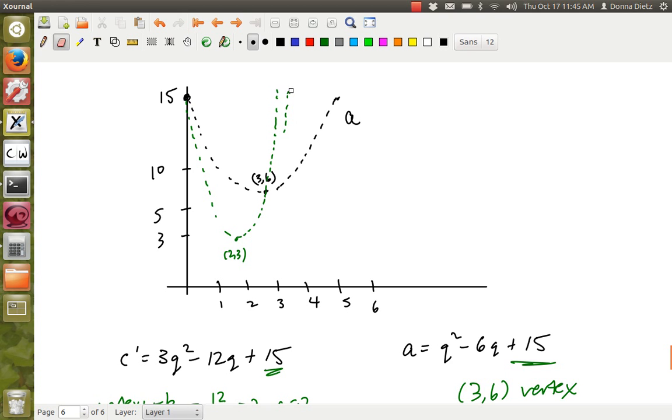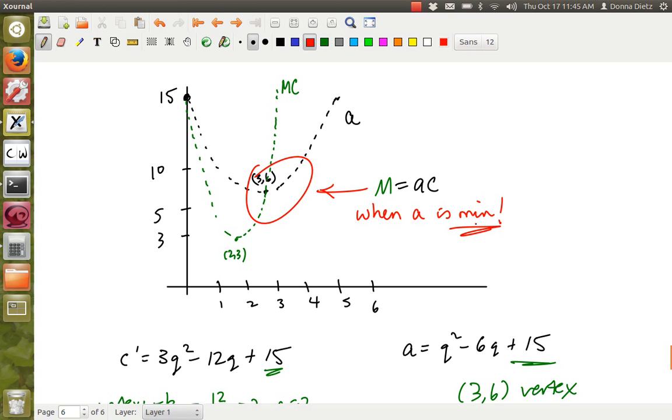What's the really important thing? This is the really important thing. This is marginal cost. Marginal cost equals average cost when average cost is minimized. And average cost is minimized there. Yes? I'm going to erase this ugly circle.